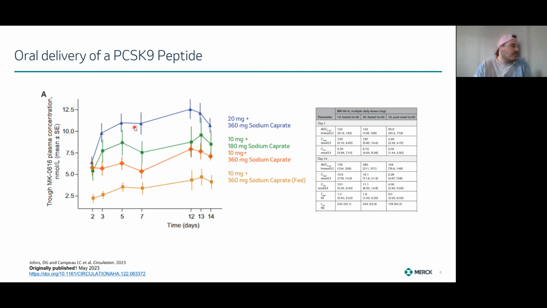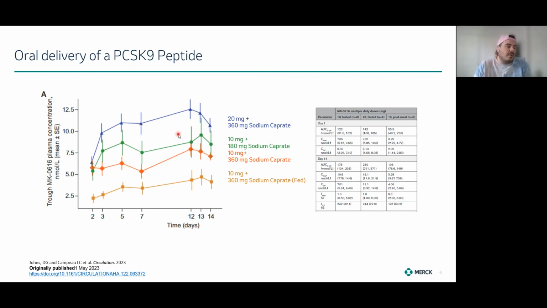So as you can see, when we use the 20 mg with the 360, we get the trough MK616, which is the name of the peptide, plasma concentration. This isn't a typical PK curve. This is the actual C trough at the end of the day. You can see that as we're taking it in sync conditions, taking an oral formulation daily, the amount that's in the systemic circulation is increasing, and then it kind of stabilizes around day 7, which is kind of what we want.